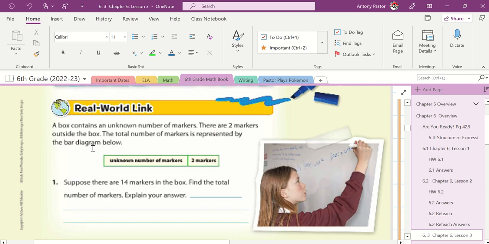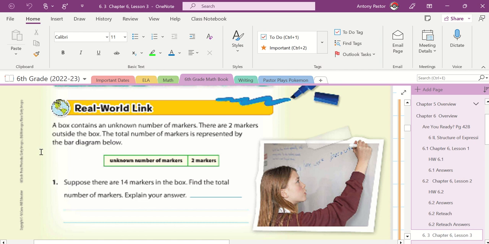So let's go with some real-world links so we can explain this a little bit better. A box contains an unknown number of markers. There are 2 markers outside of the box. The total number of markers is represented by the bar diagram below. So, unknown number of markers plus 2 markers that are outside the box. Suppose there are 14 markers in the box. Find the total number of markers, and explain your answer.